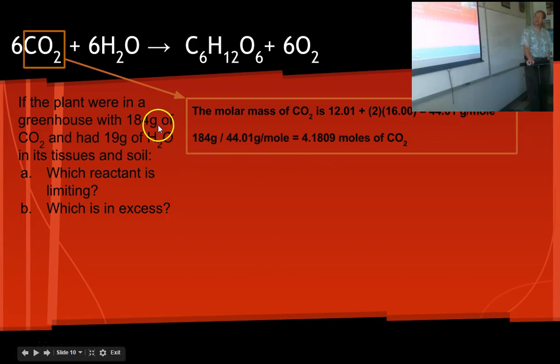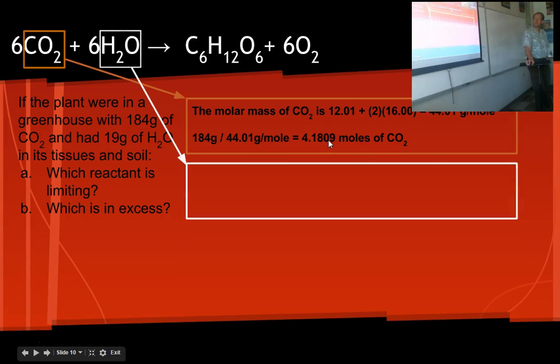12.01 plus 2 oxygens at 16.00 is 44.01 grams per mole. So if I have 184 grams and every mole weighs 44.01, then 184 divided by 44.01, I have 4.1809 moles of CO2. And that's not correct for significant digits, but I'll leave it there for now. Because remember, you only round at the end. So 4.1809 moles of CO2.